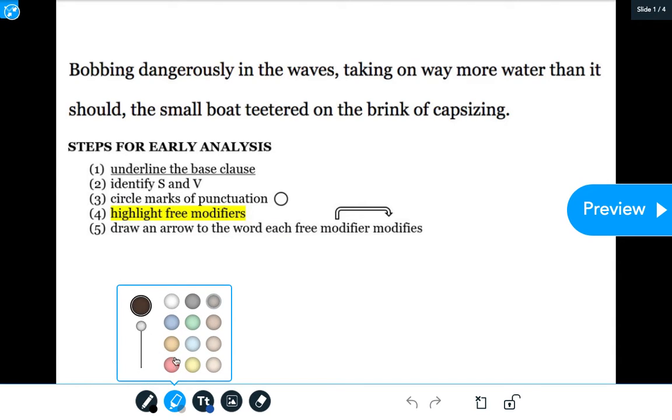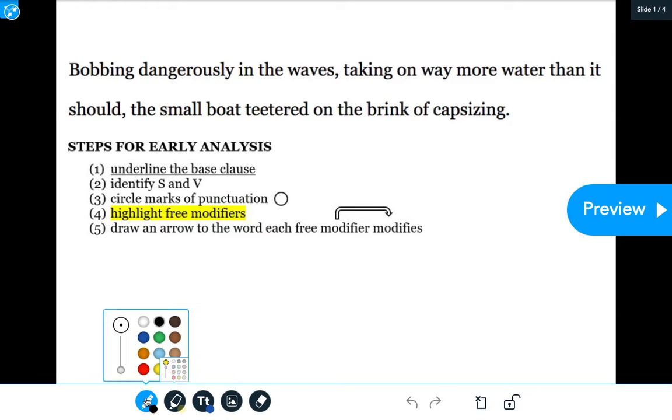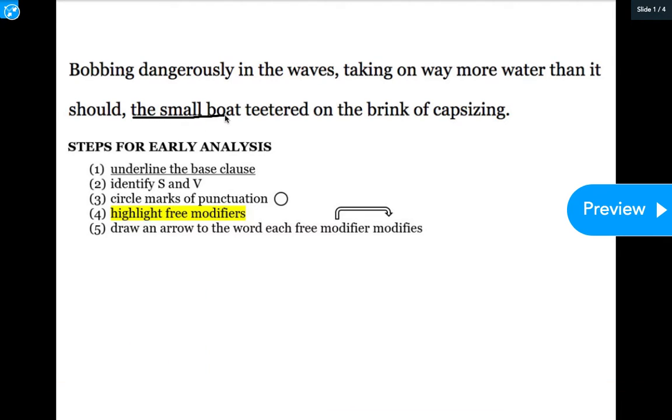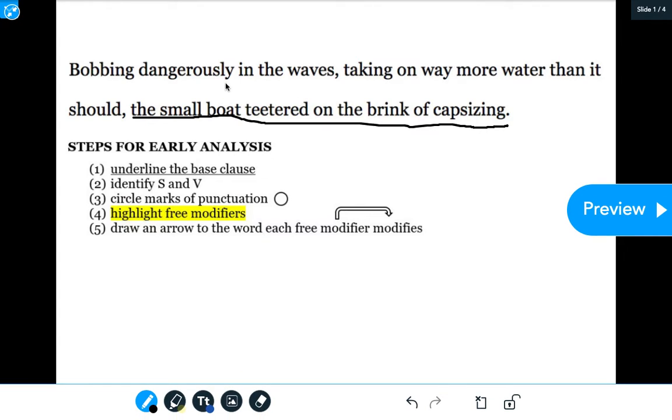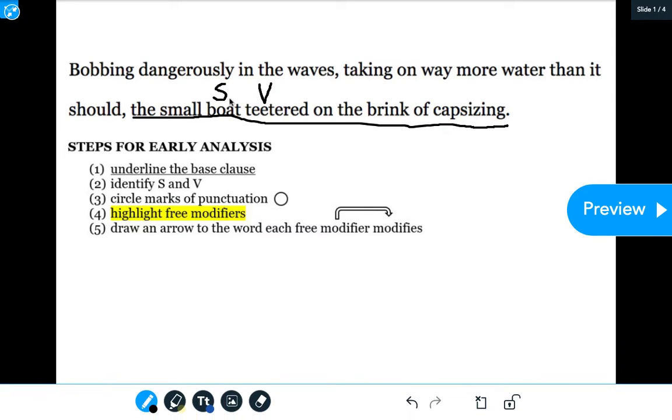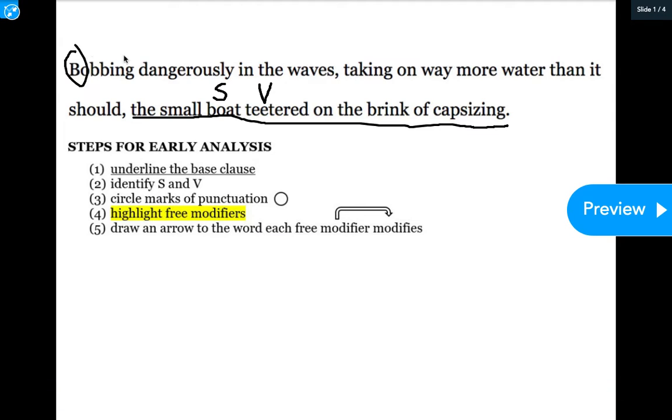Highlighter, and we've seen this sentence a few times now over the last few days, and it could be true that the small boat teetered on the brink of capsizing. And in fact, you probably hear it right away. It's like, hey, it could be true that the boat teetered. That's really all that we need. I mean, there's our subject, there's our verb, marks of punctuation, capital B at the beginning of the sentence. I believe there's two commas and a period at the end.